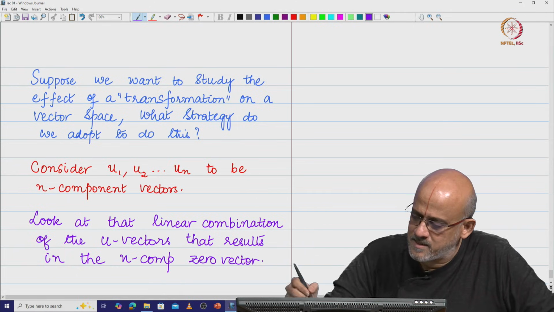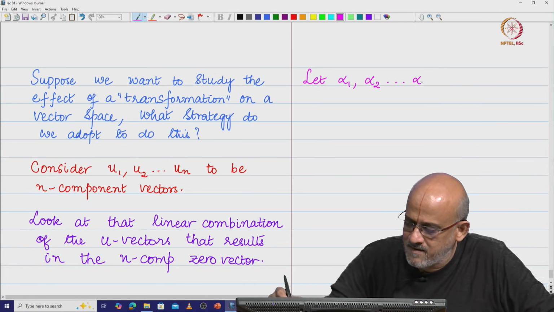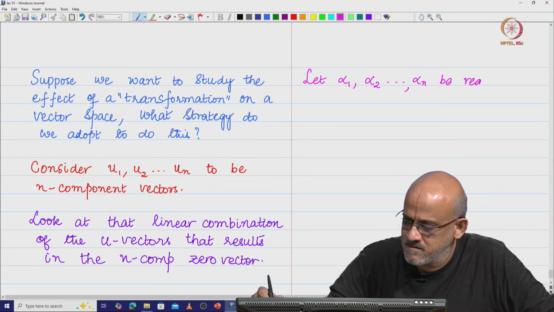So, let us look at this. Suppose we have scalars, let alpha 1, alpha 2, etc., alpha n be real scalars.